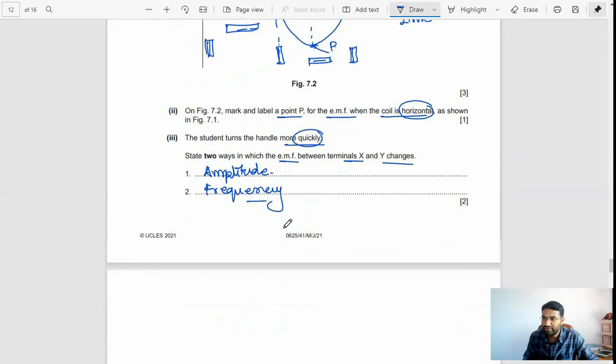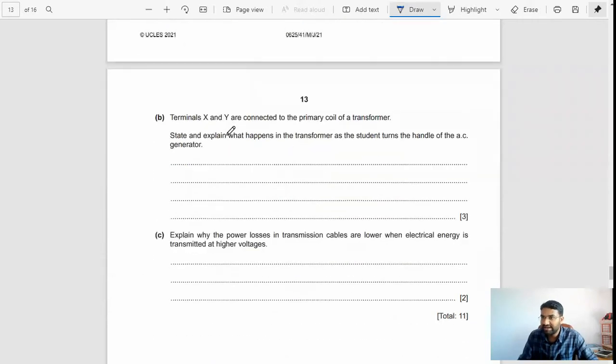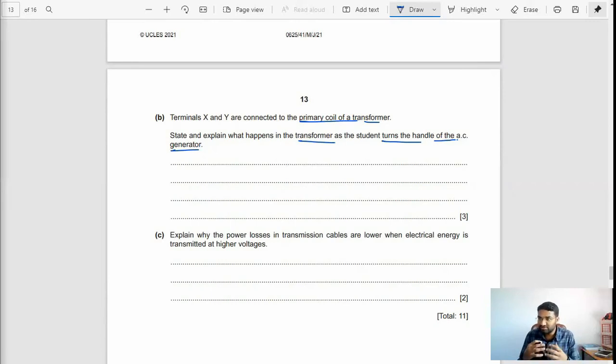Moving on to the next part of the question. Terminals X and Y are connected to the primary coil of a transformer. State and explain what happens in the transformer as the student turns the handle of the AC generator. You know the basic principle of a transformer: the induced current in the primary coil generates the induced EMF in the secondary coil. That is what you have to explain. That's the basic principle of a transformer.